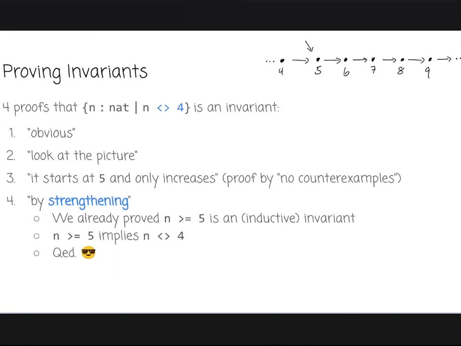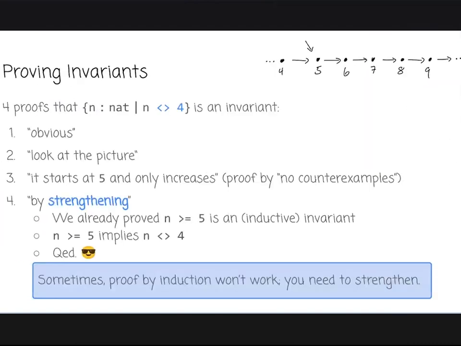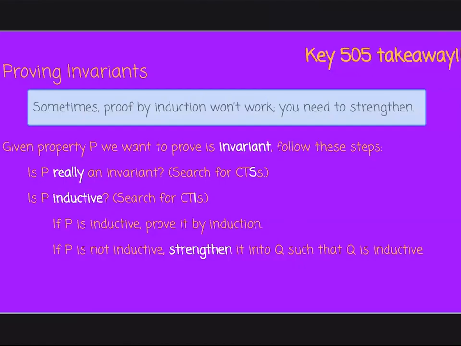We have already proven that n is greater or equal to 5. Okay, so now we can just say that our knowledge that n is greater or equal to 5 implies that it's also not equal to 4. And that's it. We have bagged that fact. This technique is called strengthening. So again, to count the steps, we have to come up with an inductive invariant. And then using that inductive invariant, we can prove more facts about our program. So we just saw that sometimes proof by induction doesn't work. We need to strengthen.